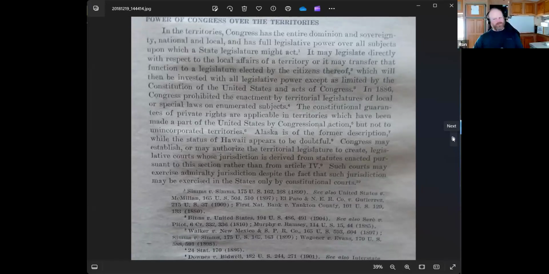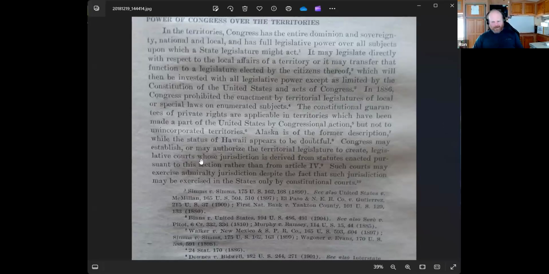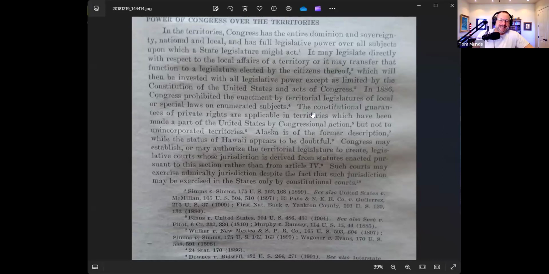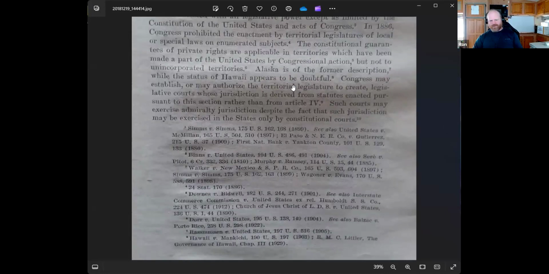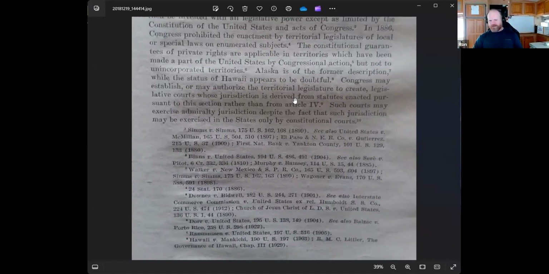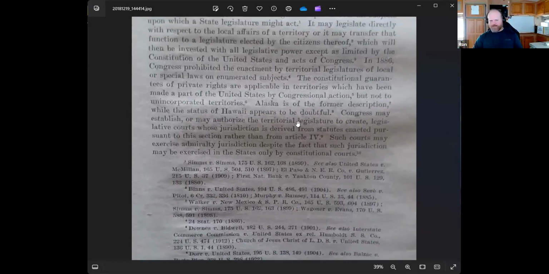Okay, all right, good. It appears that what we're dealing with are unincorporated territories that have not been made part of the United States. And because of that, the applicability of private rights is in question. And you see this in Rasmussen. So let's go down here. You see Rasmussen down at the bottom. Rasmussen versus United States, 197 U.S. 516, 1905. That's 4 years after the Bidwell decision. So they kind of had an idea what they were doing at this point.